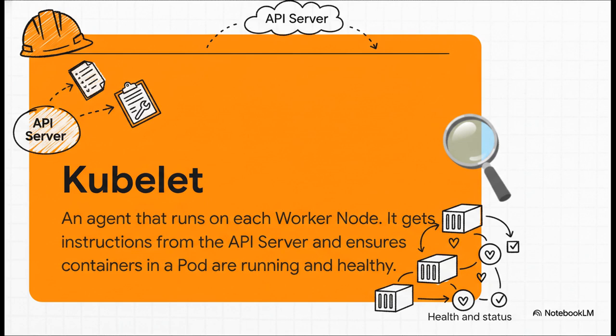It gets its instructions from the API server, and then its job is to make sure the containers it's been told to run are actually up, running, and healthy. It also reports the status back up to the control plane.